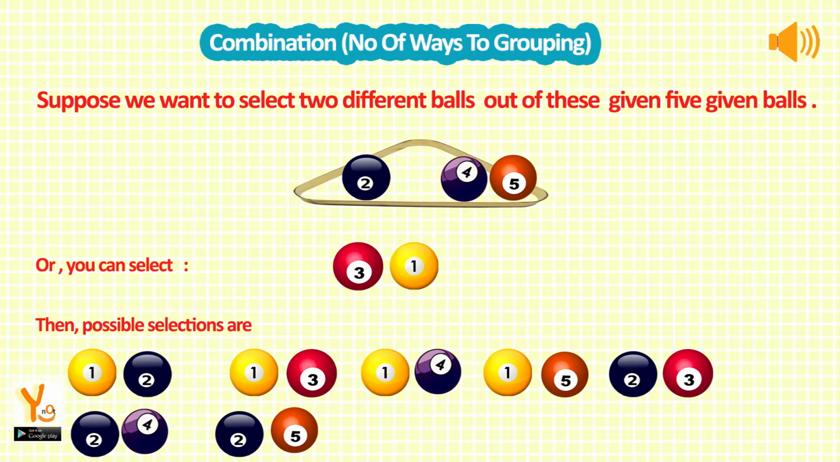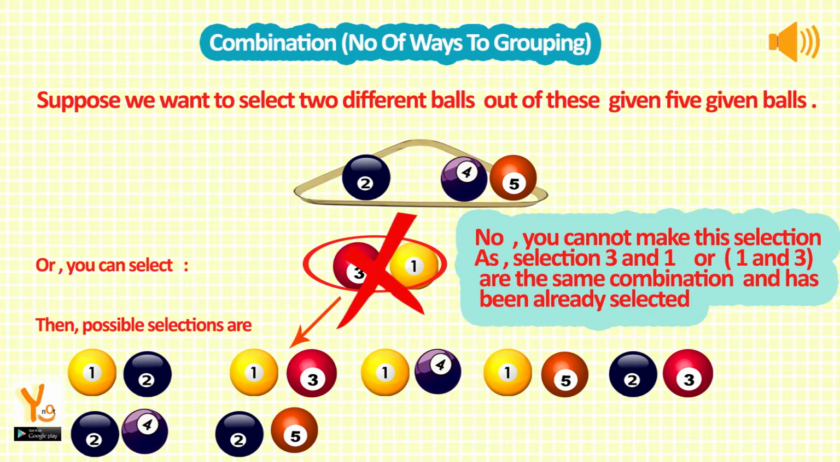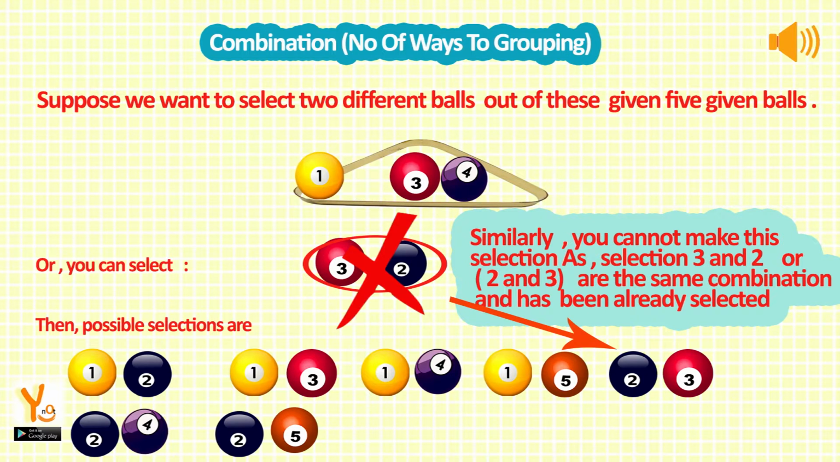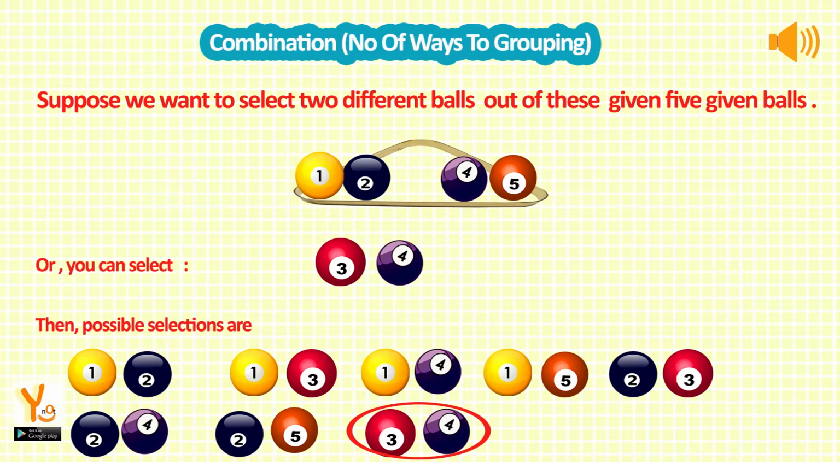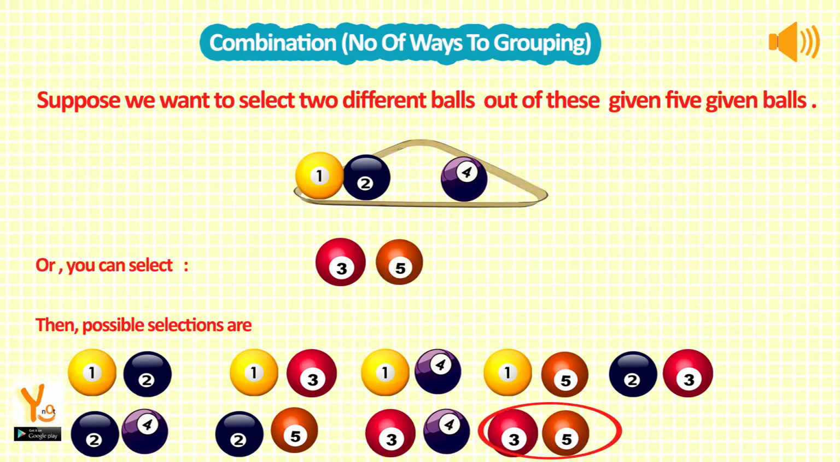Or, you can select 3 and 1. No, you cannot make this selection, as selection 3 and 1, or 1 and 3, are the same combination, and has been already selected. On selecting 3 and 2, you cannot make this selection, as selection 3 and 2, or 2 and 3, are the same combination, and has been already selected. Or, you can select 3 and 4. Or, you can select 3 and 5.